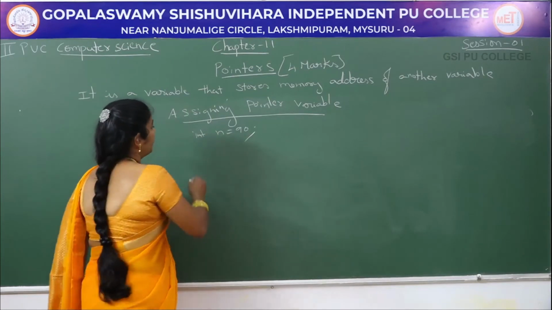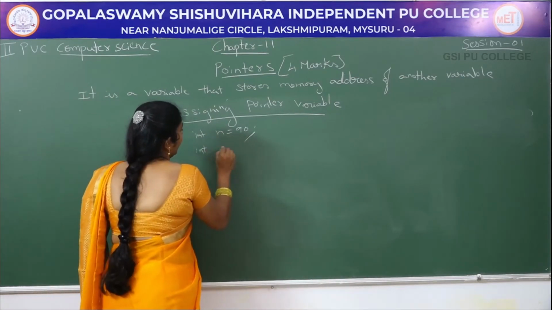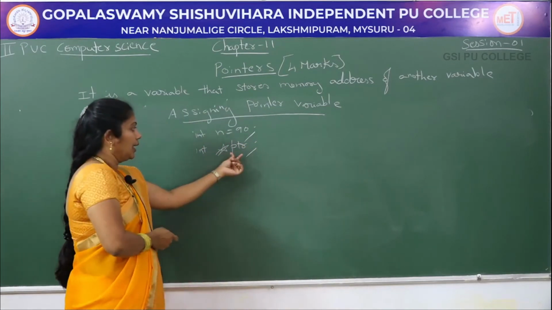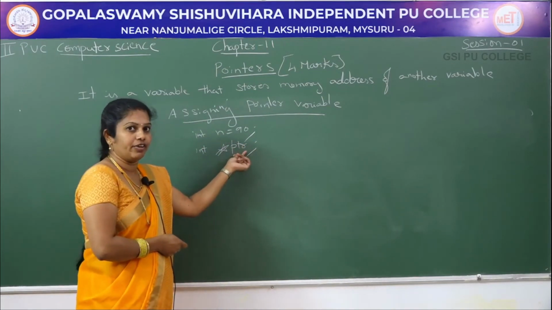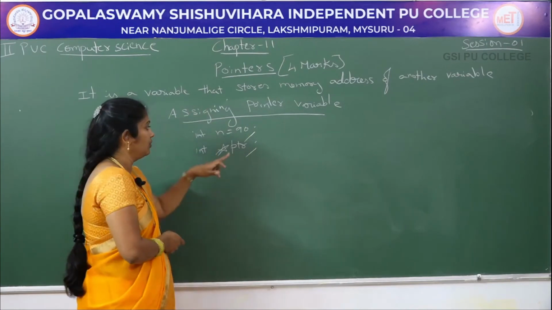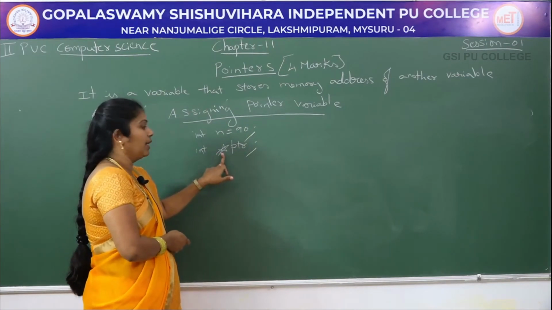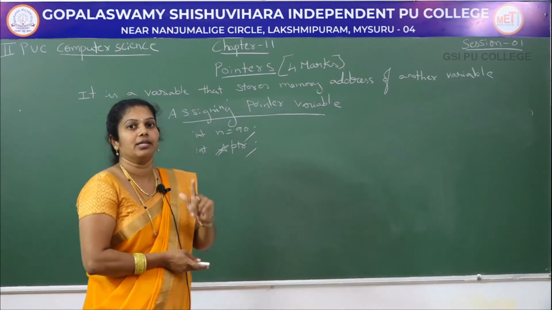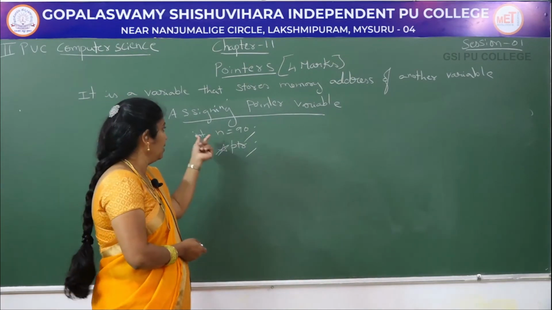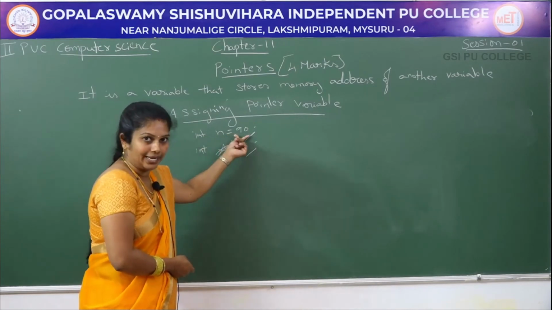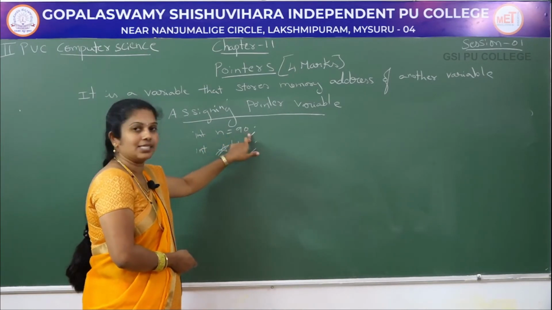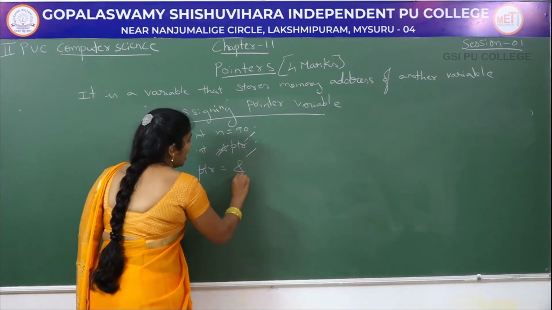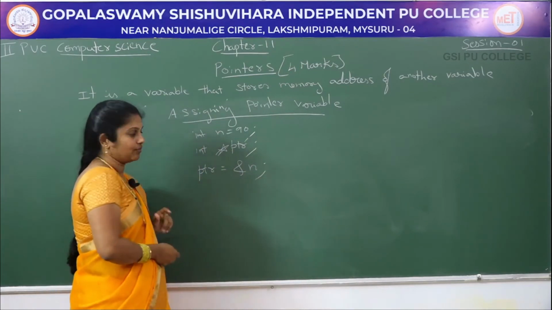Then I am creating one more pointer variable, int star ptr. In the next line, I am creating one pointer variable. How do I come to know that it's a pointer variable? Before that variable, we have the star operator. From that, I can identify it is a pointer variable. First, int n equals 90. I am initializing n to 90. Now, ptr equals ampersand n.